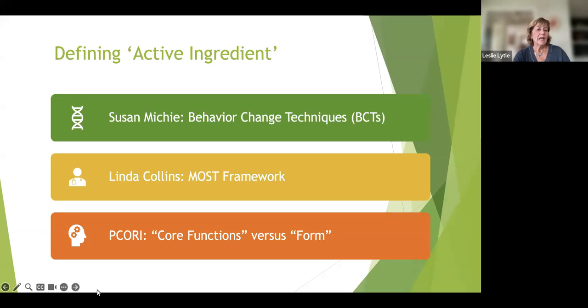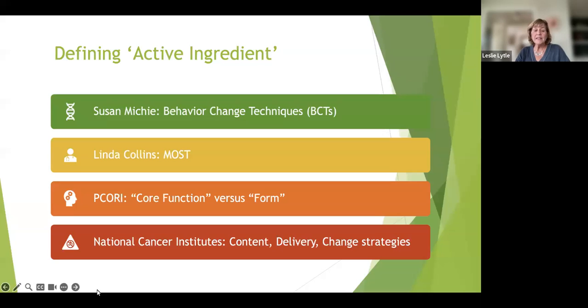about losing voltage. In my book, I prefer to use the National Cancer Institute's definition of active ingredient, which includes not just the core function, but actually the form, including content, delivery, and change strategies. So even if we could decide how we want to define active ingredient, we still need to figure out how to isolate it from a complex intervention, so that when we disseminate or adopt it more broadly, we keep that secret sauce in our intervention. At this time, I think there are several quantitative approaches that may be useful in identifying the active ingredient in a fixed intervention.